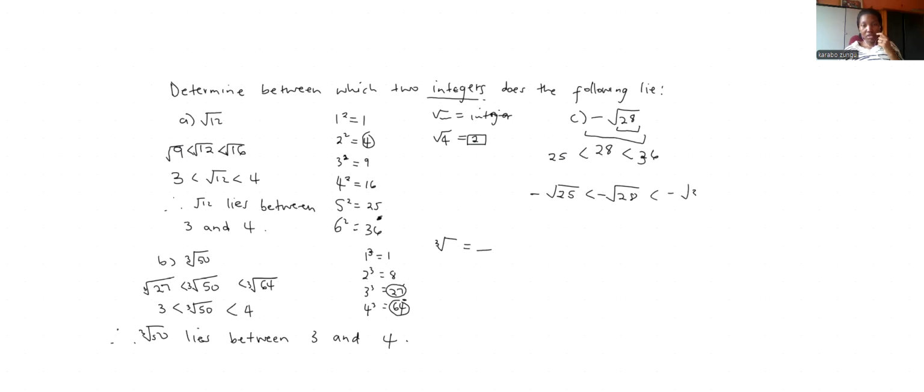So whatever you're going to get here, you're going to get negative, and the square root of 25 is 5. So you have negative 5, and then you still have this number. Remember, you can't simplify this number without a calculator, and you're not allowed to use a calculator here. And then negative, and what is the square root of 36? It's 6. So therefore, negative square root of 28 lies between negative 5 and negative 6.